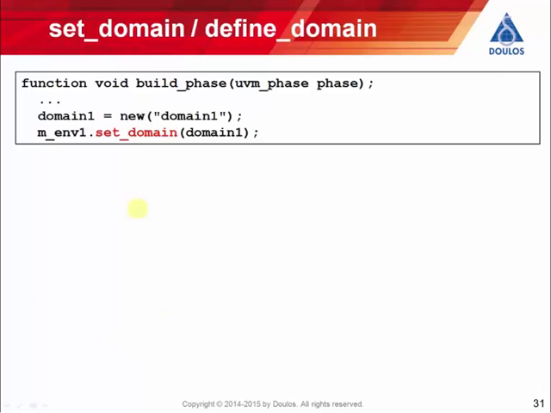So here in this build phase method, we're saying domain1 equals new domain1. What that does is to create a pristine new empty domain. Then we're calling menv1.setDomain(domain1). And what that does is to put the menv1 component into the domain1, and it also magically populates domain1 with all of the UVM runtime phases. What? How did that happen? It didn't happen on the previous slide.